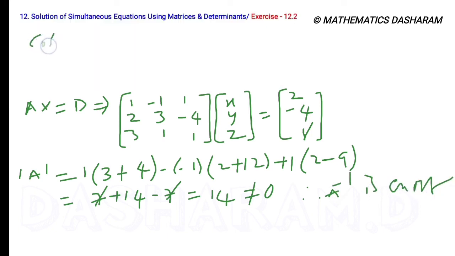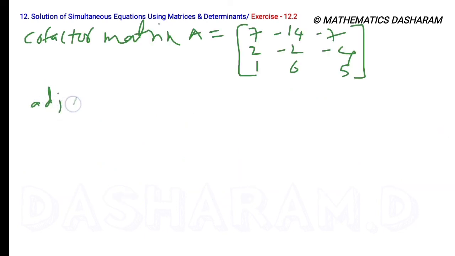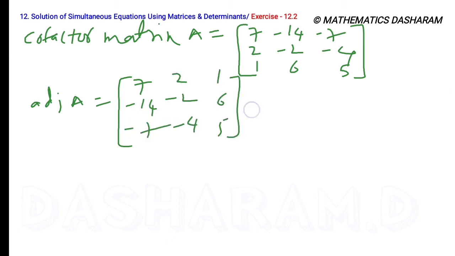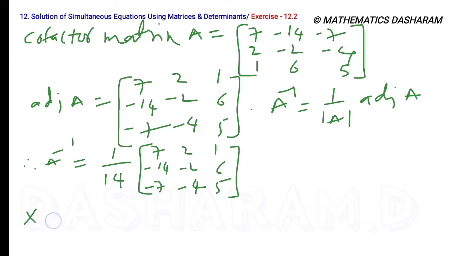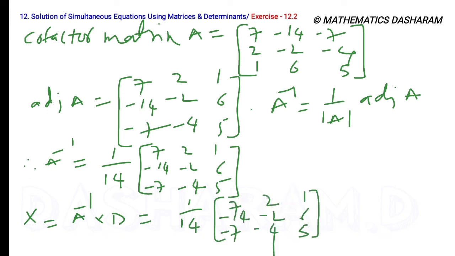So next, the cofactor of matrix A. Now the adjoint of matrix A is equal to applying the transpose to this matrix. So here 7, minus 14, minus 7. Then A inverse equals 1 by mod A into adjoint of matrix A. So therefore A inverse is equal to 1 by the mod A value 14 into the adjoint of the matrix. Now our required answer is X. It is equal to A inverse into D. So A inverse equals 1 by 14 into 7, 2, 1. The constant matrix is 2, minus 4, 8.